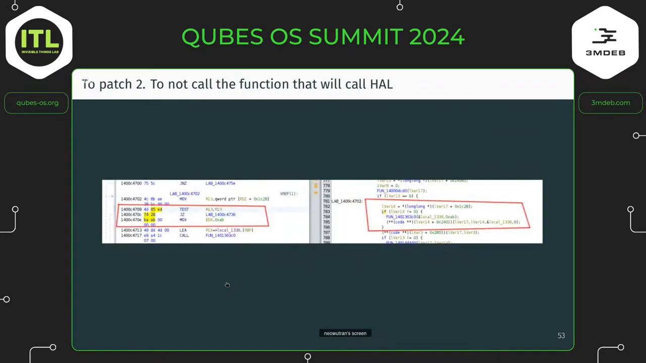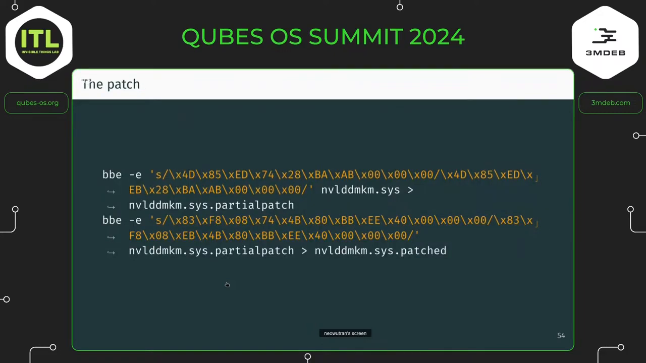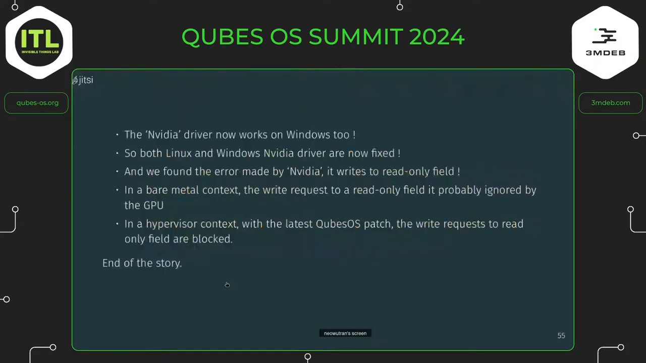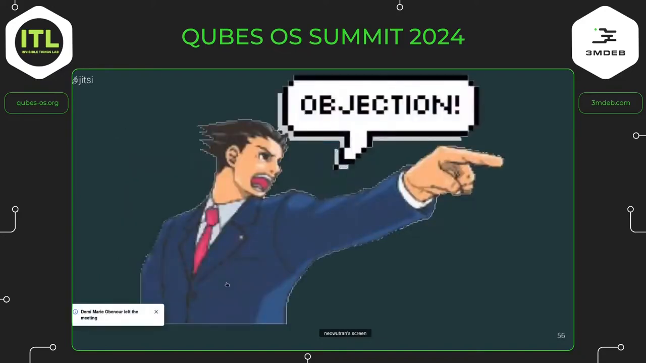I repeated this operation a second time because the driver was still crashing. And this is my final script to patch the Nvidia driver. Applying that makes the Nvidia driver work. So now the Nvidia driver works on Windows and Linux, and we found at least one bug in the Nvidia driver. So the story ends here, or maybe not.